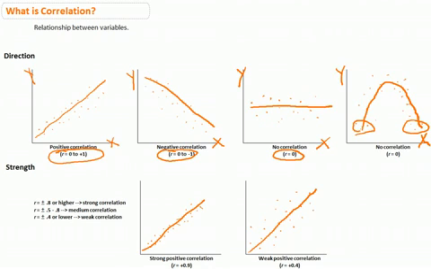Overall, remember that correlations tell us about a relationship between variables, how strong that relationship is, and in what direction those variables are going. However, we cannot infer causality or say that one variable is impacting or affecting the other.